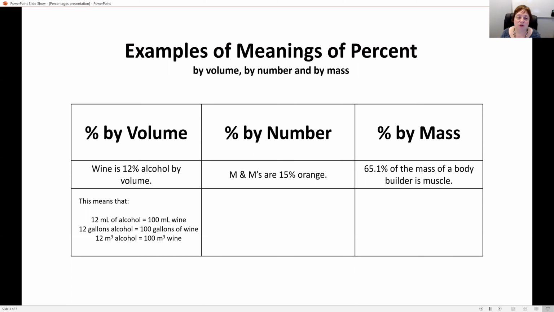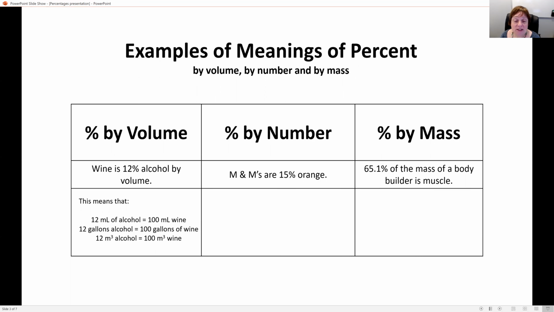You'll note that the part, the alcohol, that's the little bit that's inside the wine, has the numerical or the percent number related to it. And then the whole, the wine in this case, that represents the whole solution there, gets the 100. It's the whole part there.